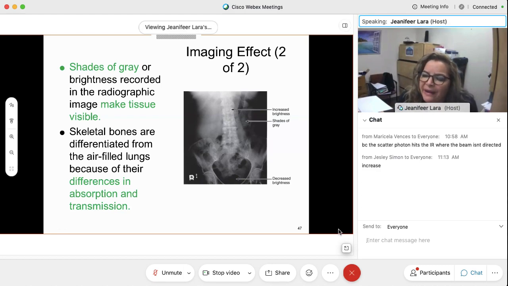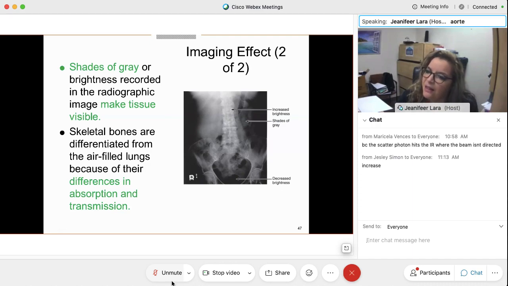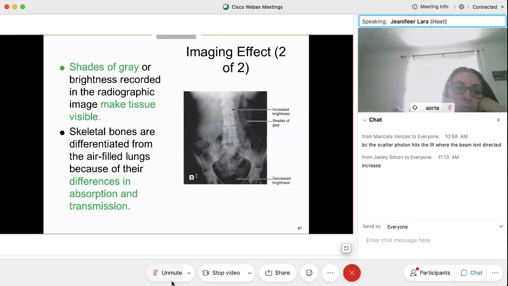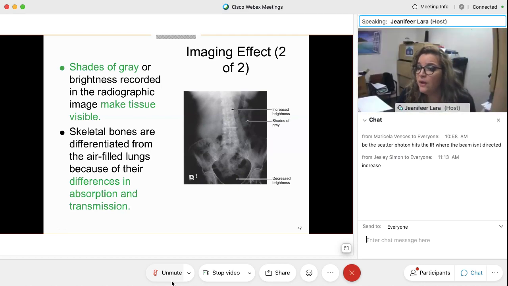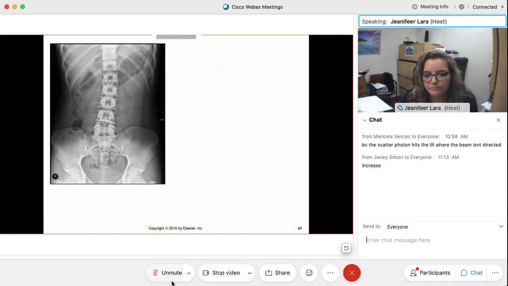But what about the liver and the kidneys, Aurora? Would they look somewhat similar, even though they are semi-hollow? Yes, I would. What about the liver and the psoas muscles? They would probably give a similar type of appearance. So let's take a look.